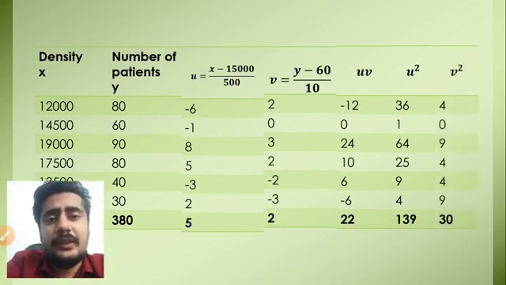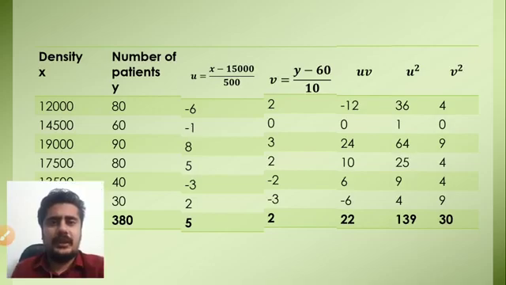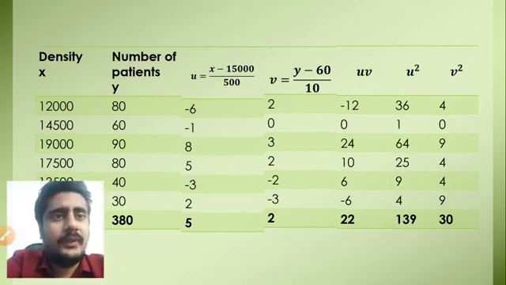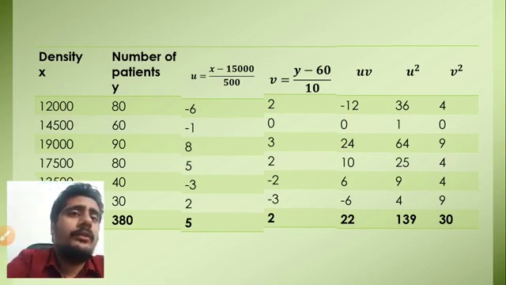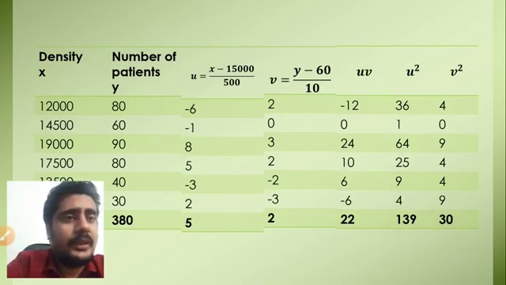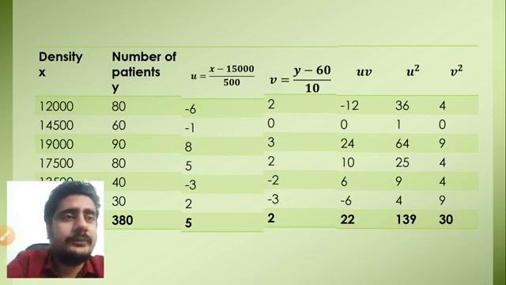Now this v square we have calculated just to find the r square. Okay, you should know that in linear regression we don't need v square. But we have found v square here because we will find r square in this sum. So v square you have calculated: 2 square 4, 0 square 0, 3 square 9, 2 square 4, minus 2 square 4, and minus 3 square 9. So the total is 30.